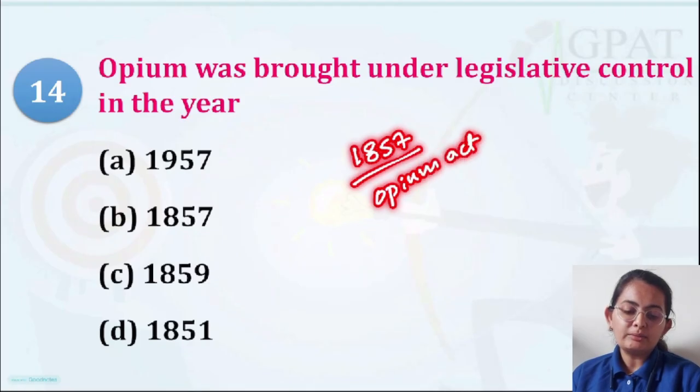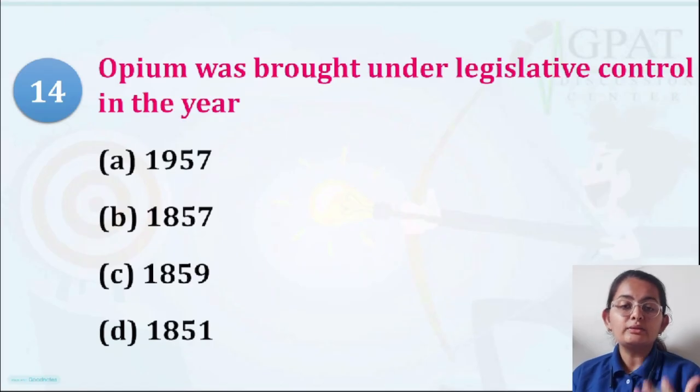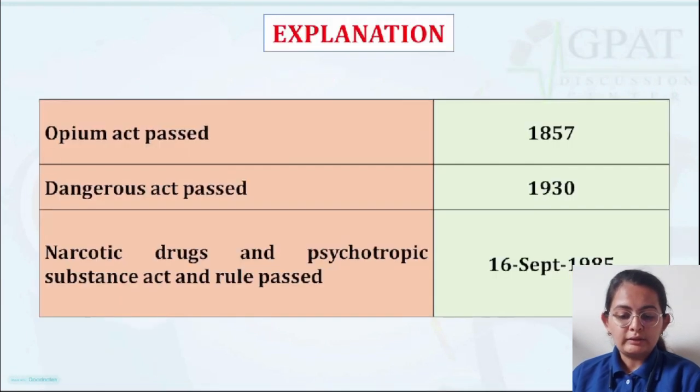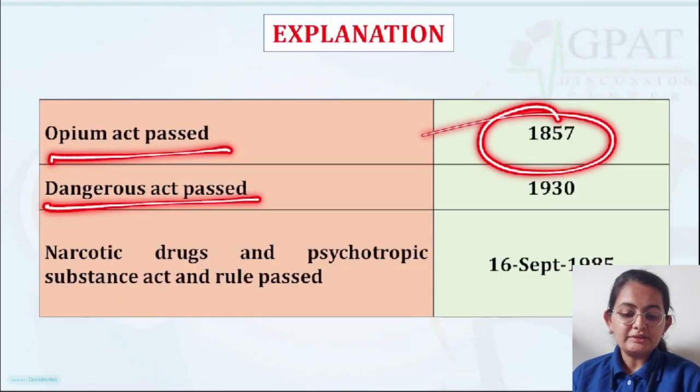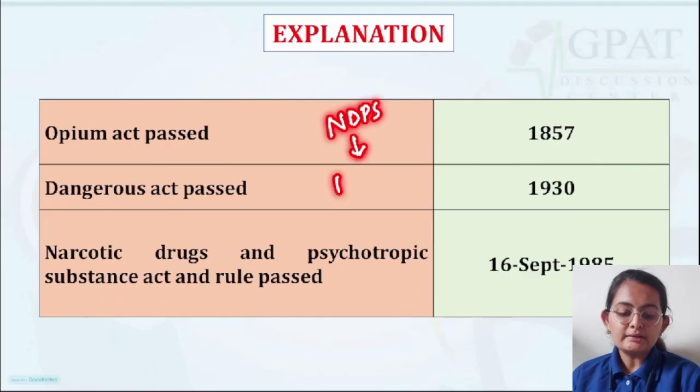The next Opium Act came into the picture in 1878. So both of them become the correct answer. As per the question and the options, you have to choose the most appropriate one. So that's why option B here becomes the most appropriate and correct answer. You can see the Opium Act was passed in 1857, the Dangerous Drugs Act was passed in 1930 and the NDPS Act on 16th of September 1985. Do remember this thing. In a question, they may be asking when the NDPS Act was passed or when it came into force.